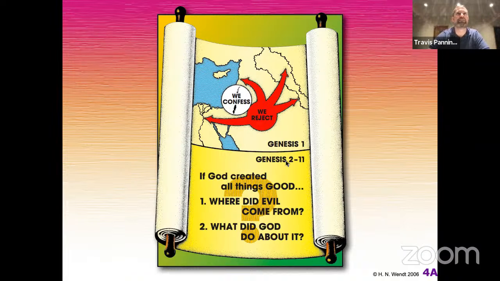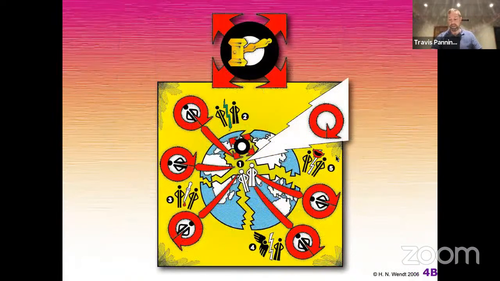And we take a deeper dive into what is in Genesis chapter 2 through 11. Okay, so the next page is called The Entry of Sin.